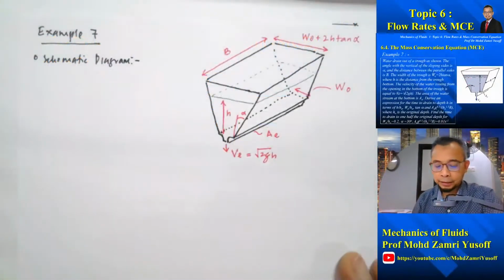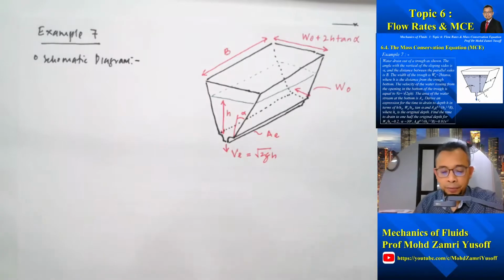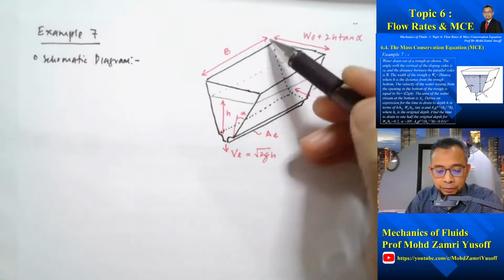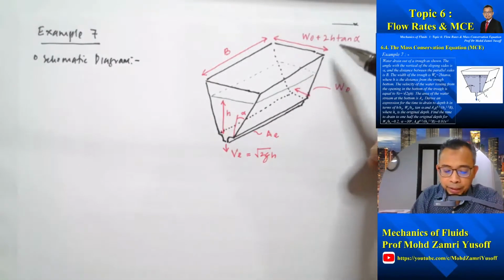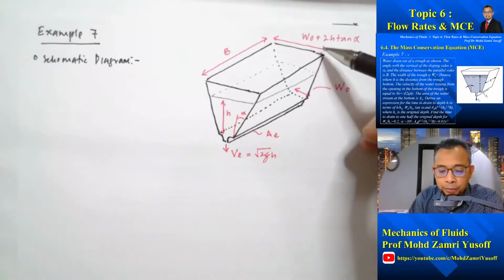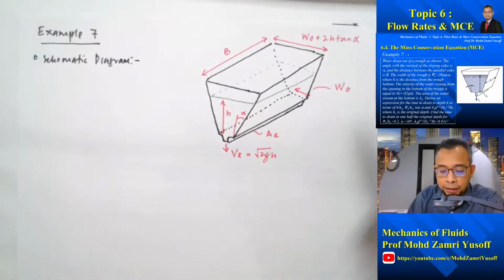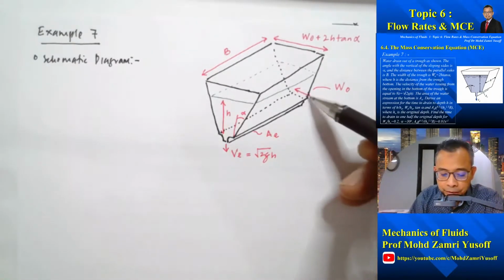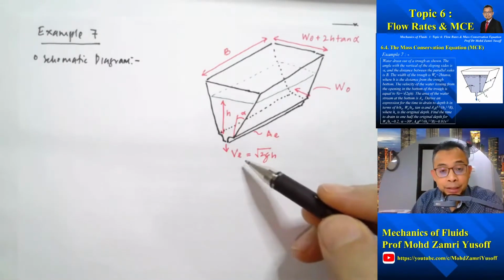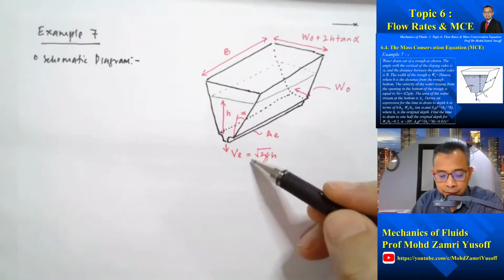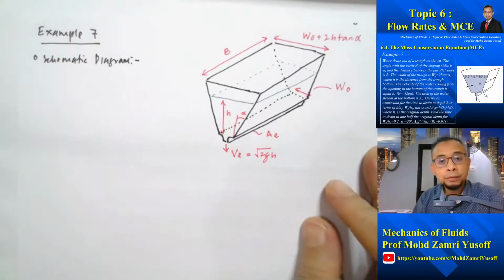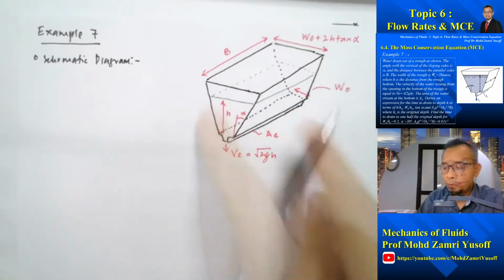So let's consider a schematic diagram of the problem. As shown here, the depth is equal to b, and the width at any particular value of h is equal to W0 plus 2h tangent alpha, where W0 is this distance here. The area at the bottom is equal to AE, and the velocity exiting from the bottom is equal to square root of 2gh. This will be our control volume.